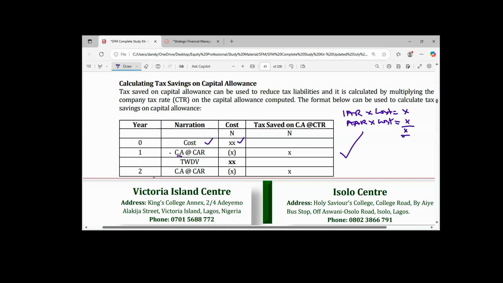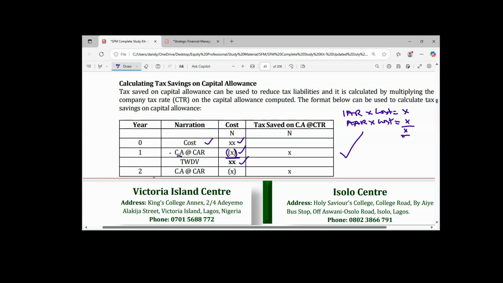So in year 1, it means that you are going to have the initial allowance rate plus the annual allowance rate. That's what you are going to put there. You have to do your working separately. So the capital allowance you have claimed in year one minus the cost of the asset will give you the tax written down value at the end of year one.